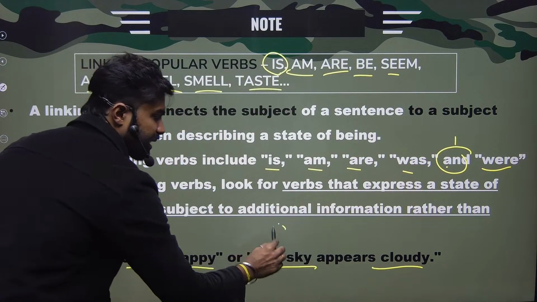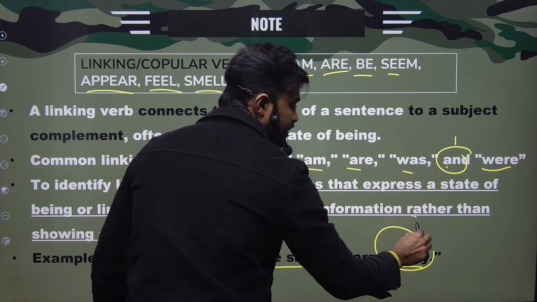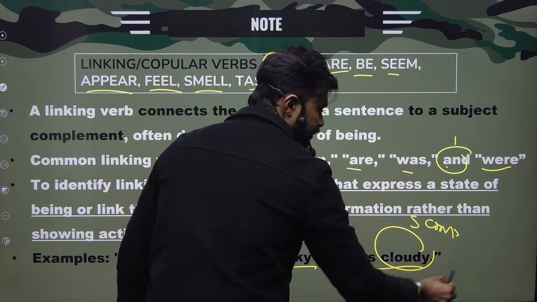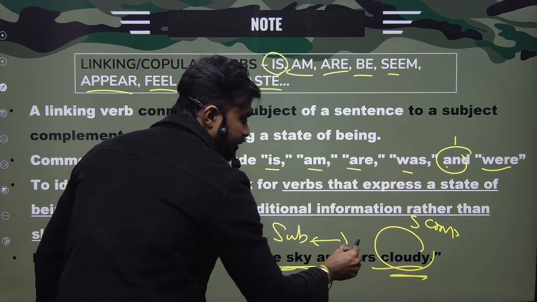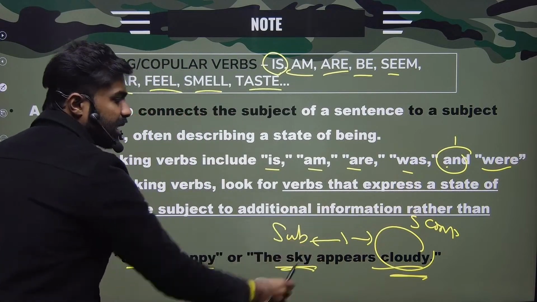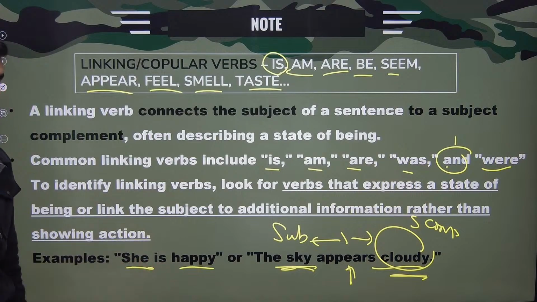Again, see, the sky, subject, appears cloudy. Cloudy is my subject complement. Complement means giving a complete meaning. Subject and subject complement. The linking verb is linking the subject and then the subject complement. So I can call "appears" my linking verb. She is happy, I told you already. That's it. Linking verbs and copular verbs.